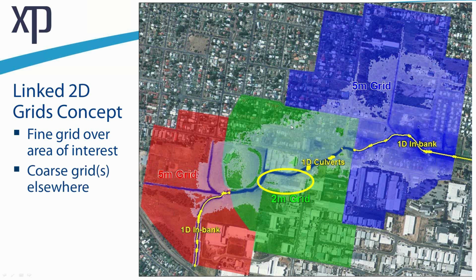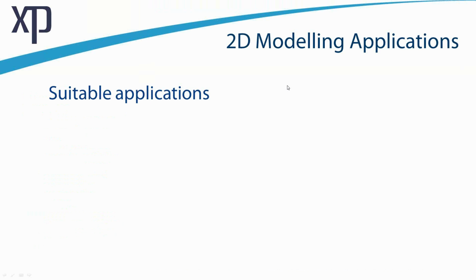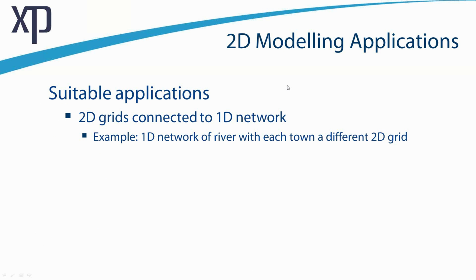So the approach here is to put your coarse grids away from your area of interest, for example in rural areas, and your fine grids where you want them. And if you need to, you can use a 1D solution if your coarse grid gets too large to represent the in-bank areas. So, suitable applications.